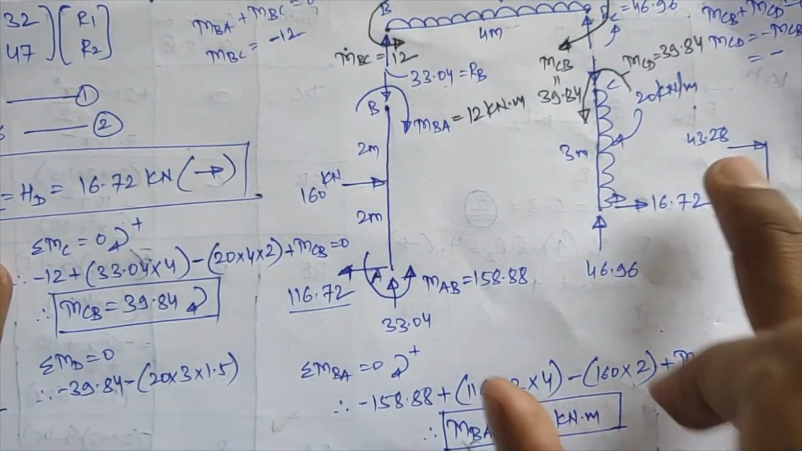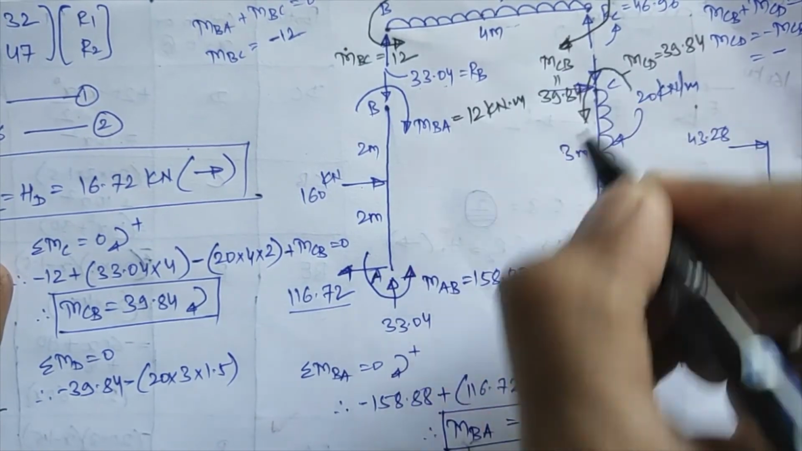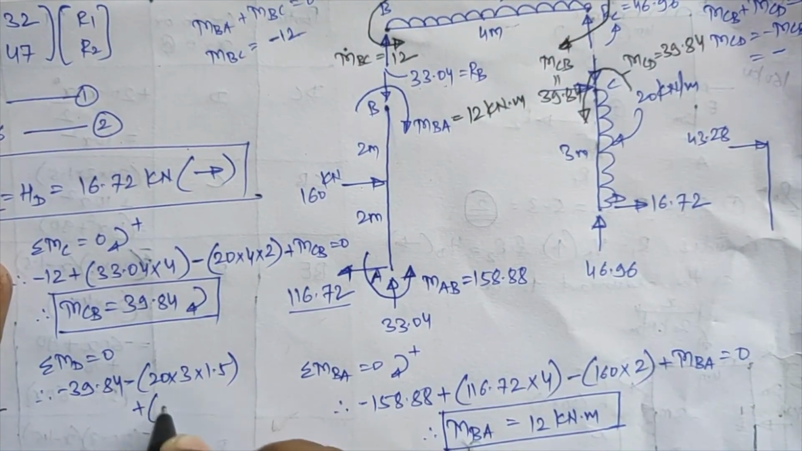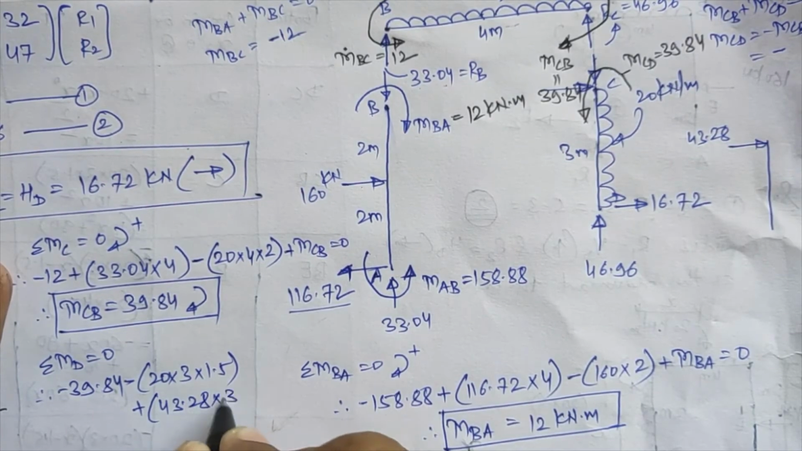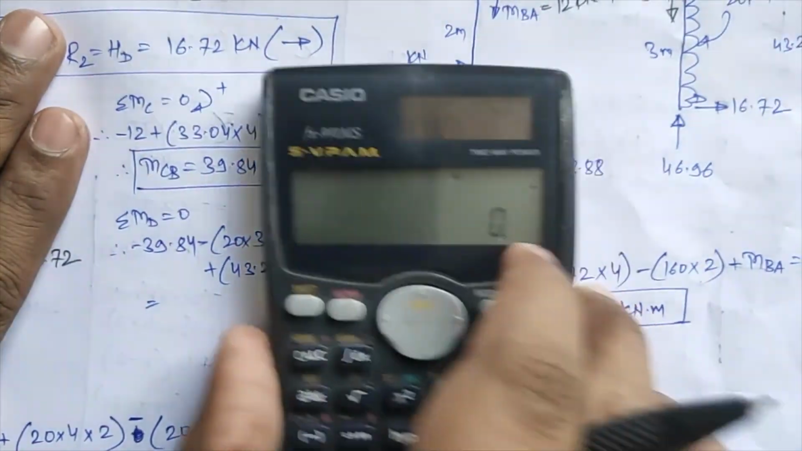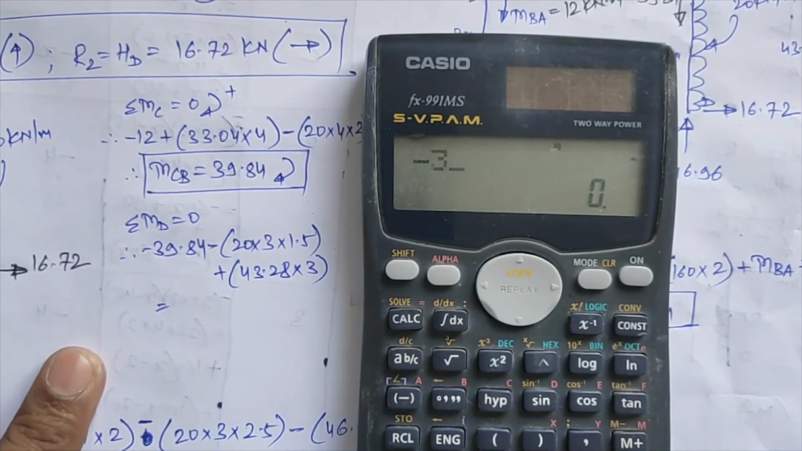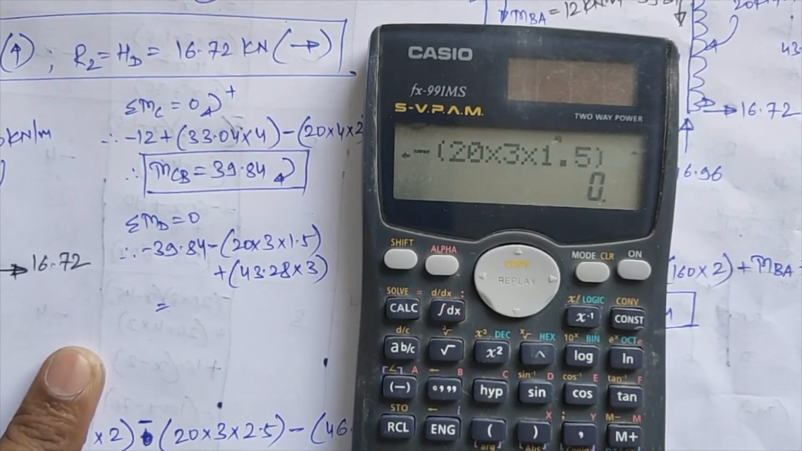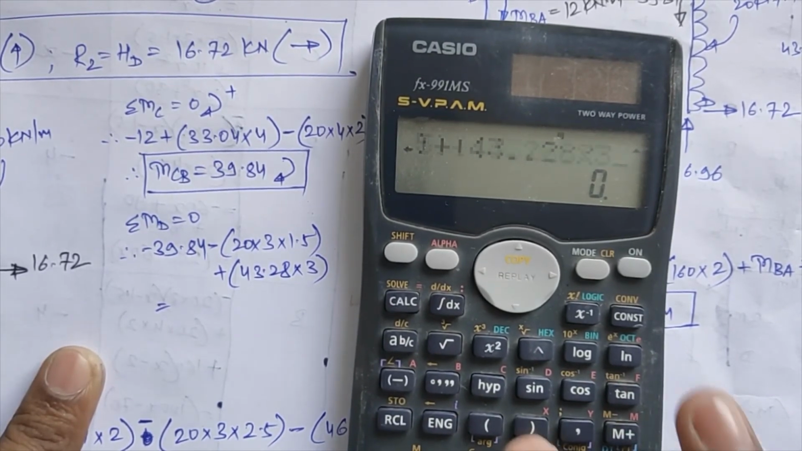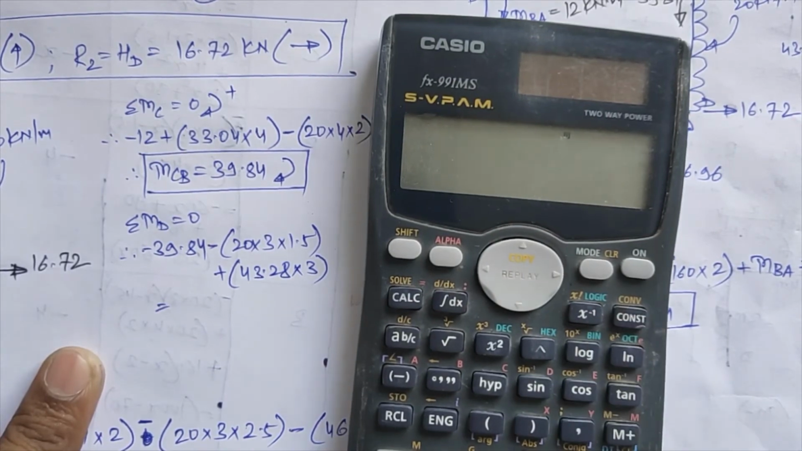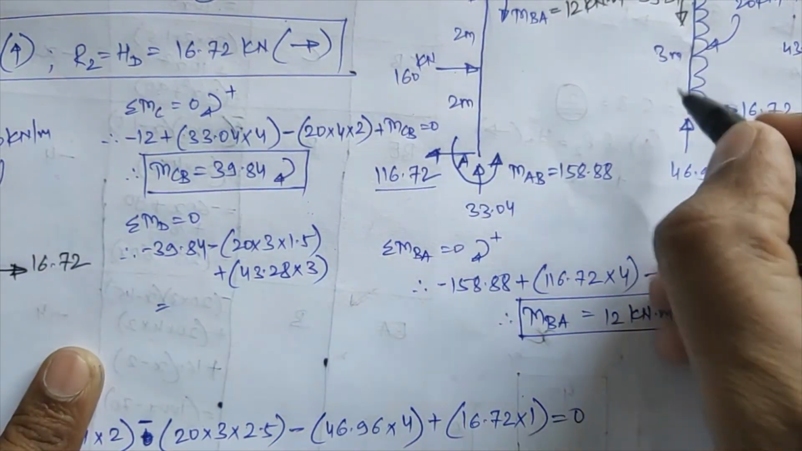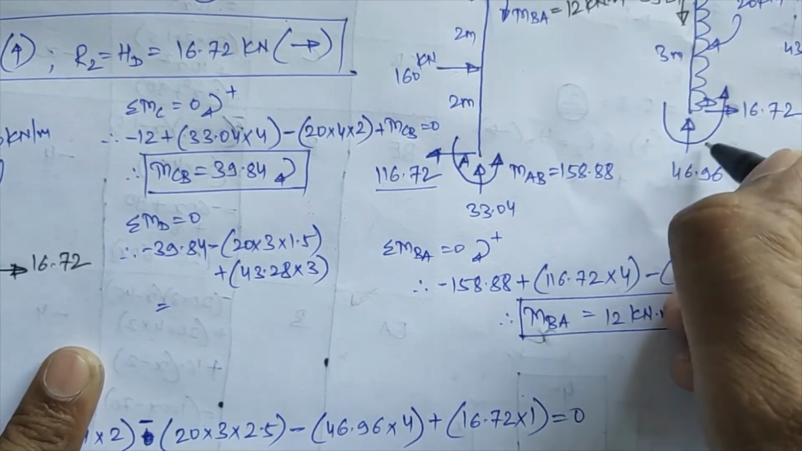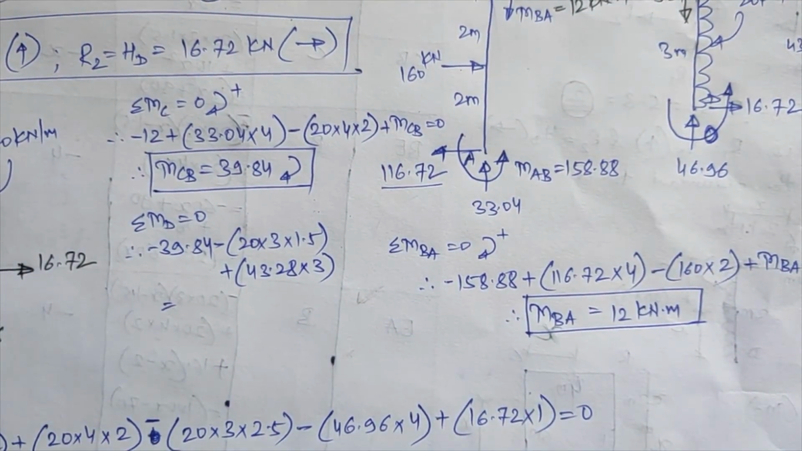So the moment of this 43.28 will be acting here, that will also be considered, and that will be clockwise in nature. So plus 43.28 into the complete length 3. You calculate this: minus 39.84 minus 20 into 3 into 1.5 plus 43.28 into 3. This value I am getting equal to 0. That means the moment coming here is 0, so my calculated reactions are very correct. Now we'll plot BMD by superposition for this.